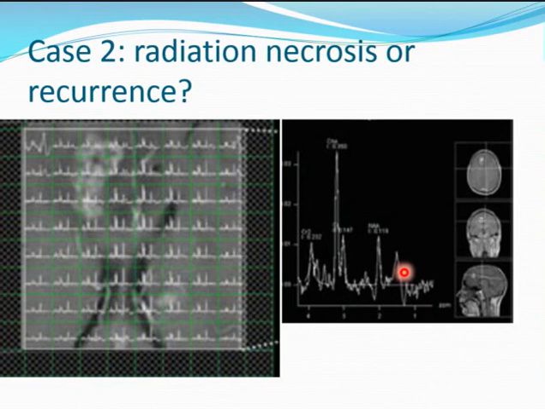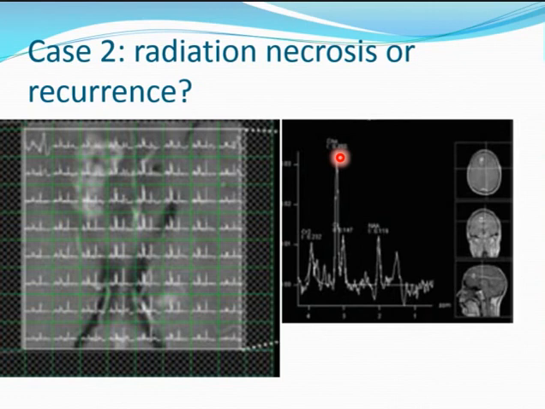It's a recurrence because you have high choline indicating proliferating cells, a lot of membranes, and the low NAA indicating loss of neuronal integrity, while the increased lactate peak indicates anaerobic metabolism. Okay, while if it's necrosis, you should not have an NAA peak because it's necrosed. And you should not have a choline because you don't have cells, it is necrosed.